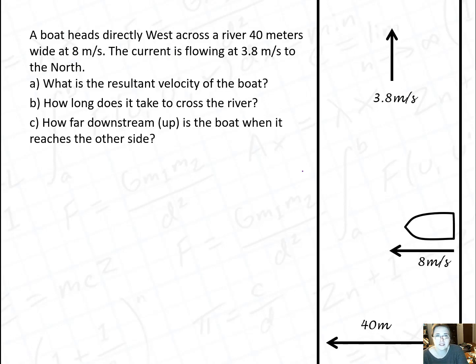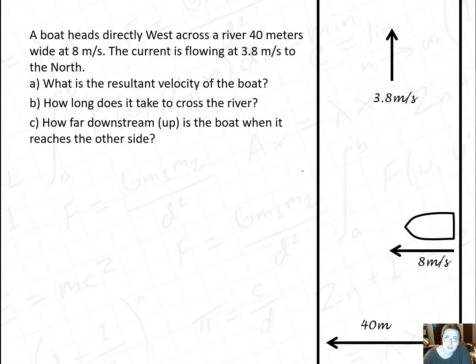So here is our example problem. I'm going to work this out the long way first, then I'm going to show you how to make it much, much shorter. It says a boat heads directly west across a river 40 meters wide at 8 meters per second. The current is flowing at 3.8 meters per second to the north. What is the resultant velocity of the boat? How long does it take to cross the river? How far downstream or up is the boat when it reaches the other side?